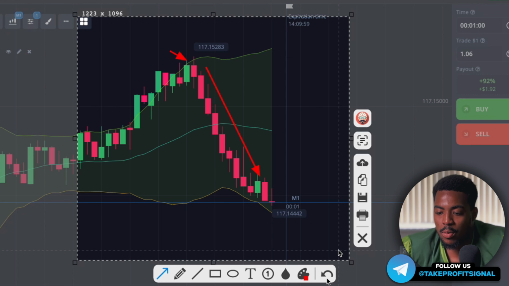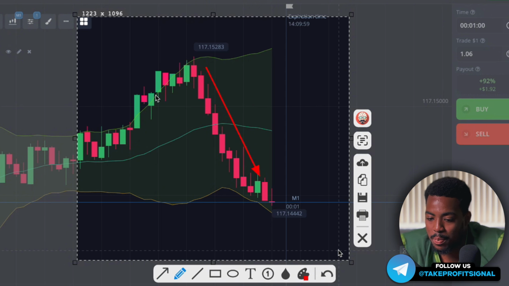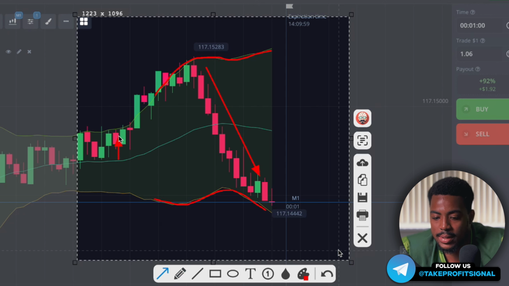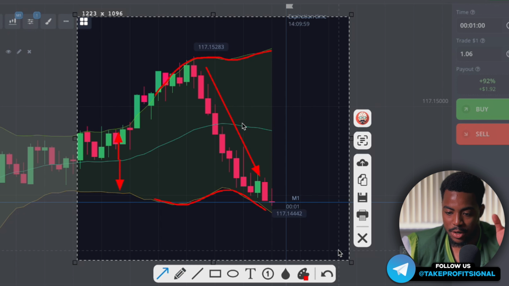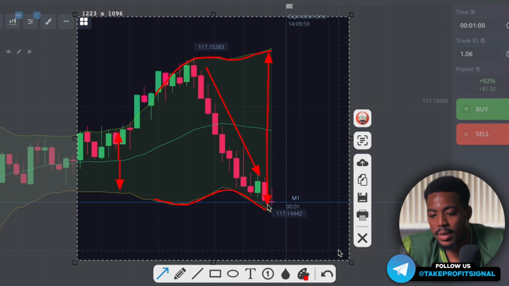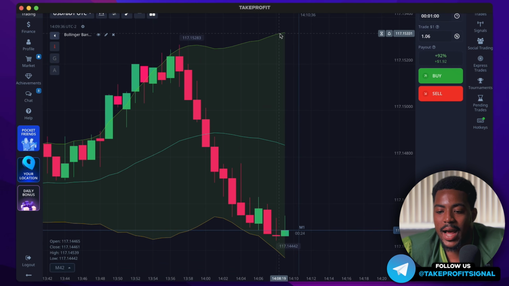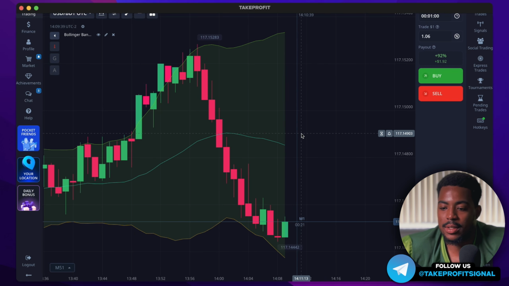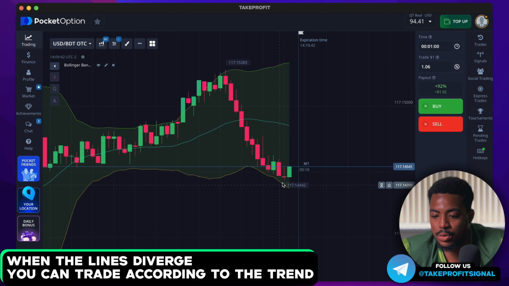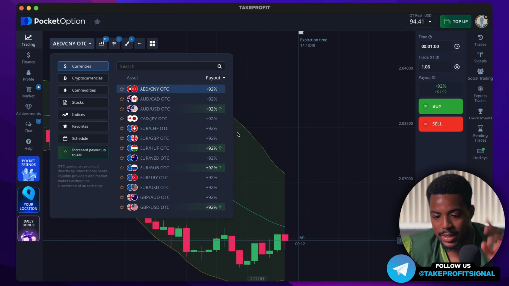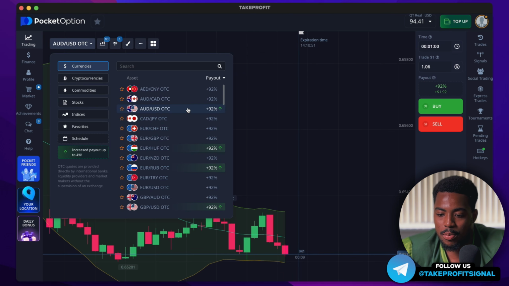And now, along with the price, we pay attention to the Bollinger Bands line. Here we have the upper line, and we see that this trading range increases the distance between the upper line and the lower line. Look at the distance here and look at the distance we have here. There's a lot more. This means that here there is volatility in the market, and as long as the upper line and the lower line diverge, we can trade according to the trend. The trend here is, of course, downward, and I always pay attention to the charts that move along the upper or the lower line.